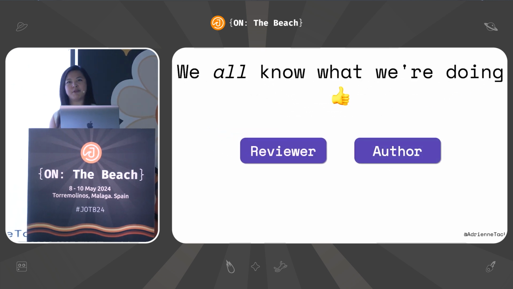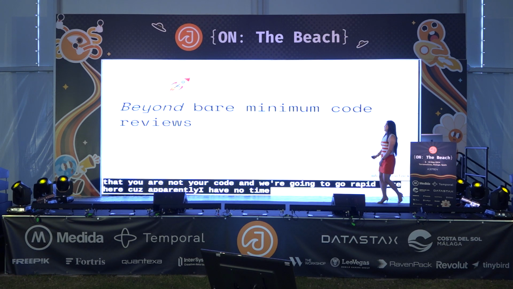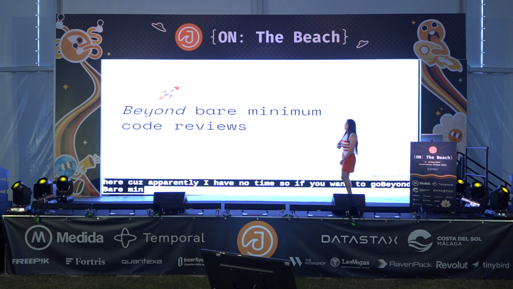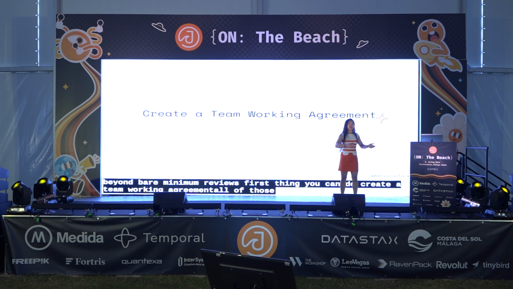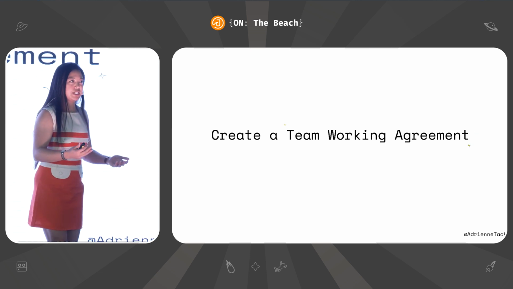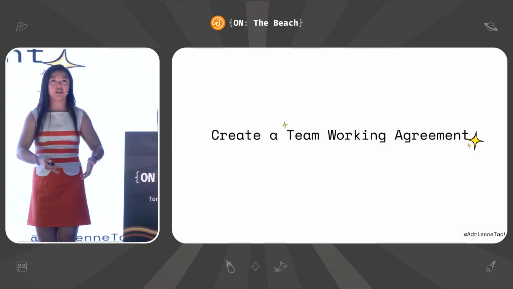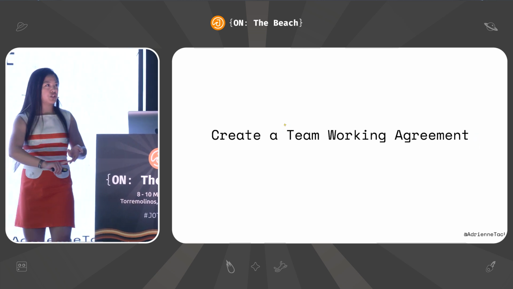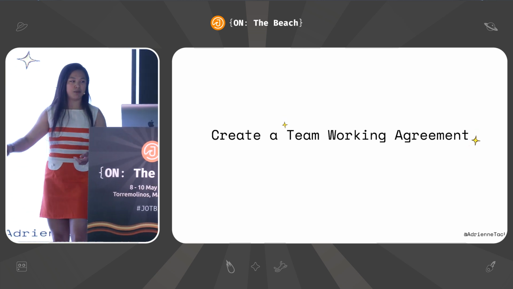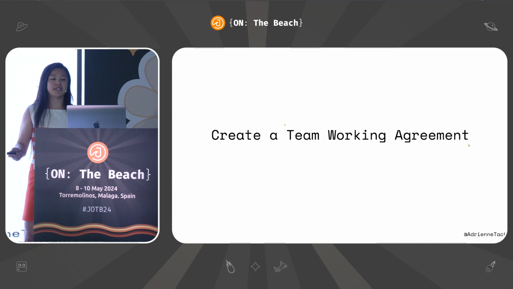And we're going to go rapid fire here because apparently I have no time. So if you want to go beyond bare minimum reviews, first thing you can do, create a team working agreement. All of those things that you implicitly believe about your team, make them explicit in a document. Your team coding conventions, what your process is, what your definition of done is. Put all of that in a document that you agree to and enforce as a team.